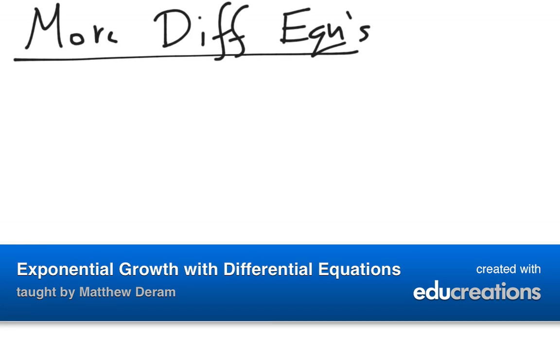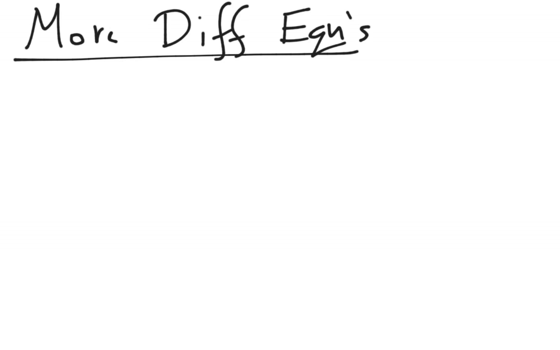In pre-calculus and algebra 2, you learned about different types of things that grow with something called exponential growth. Examples are bacteria growth or money in a bank account that has a percent interest and that sort of thing. So let's look at a very basic example.